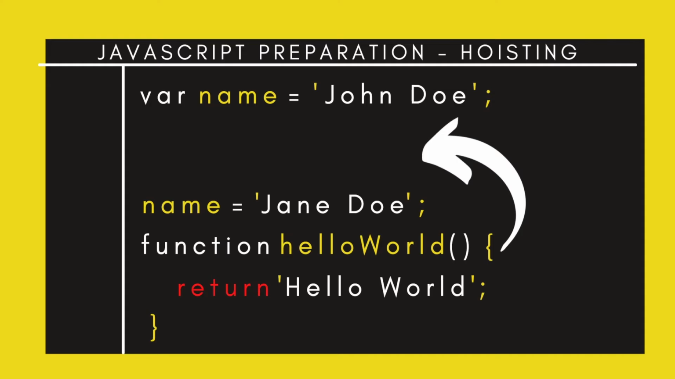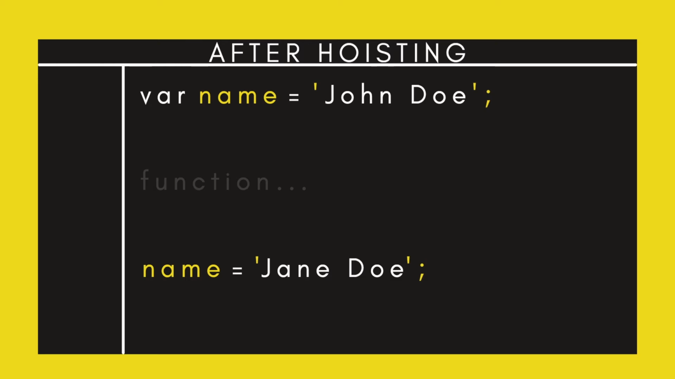Then the next named line that we have is function of hello world. So JavaScript will grab that function and it will move it to the top. To JavaScript, this function is more important than reassigning the name variable as we do in this example. This means once JavaScript finishes the hoisting, well, its own preparation, JavaScript will now hold the name, our variable, and then the function. And the rest of the functionality, like our reassigning of the data, will come after those named properties.